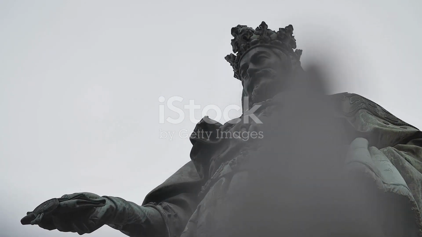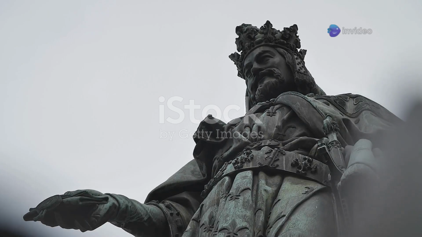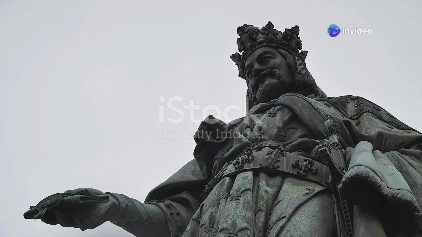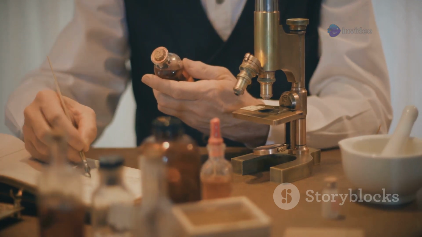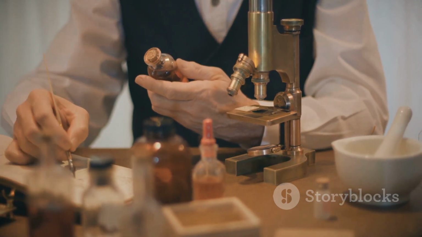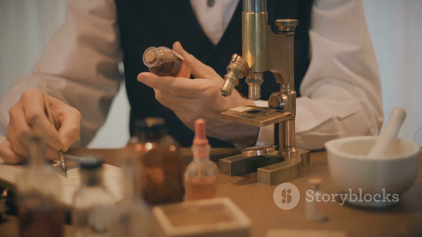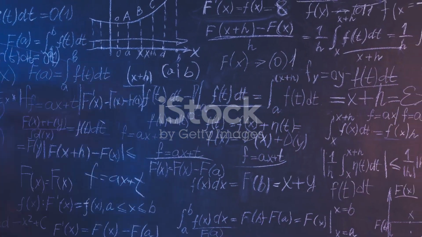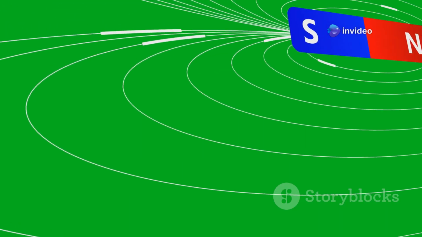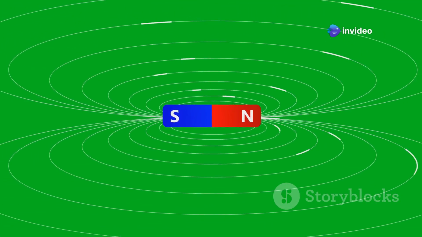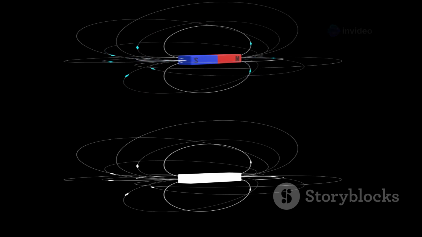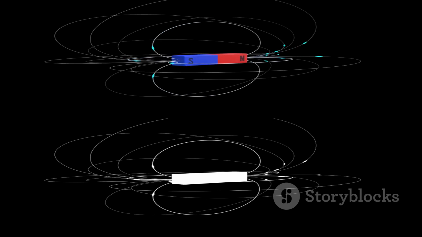How do we measure these mysterious pushes and pulls between charged objects? Enter Charles-Augustin de Coulomb. Through delicate experiments, Coulomb discovered a fundamental principle governing the force between two stationary electrically charged particles. This principle is known as Coulomb's law. It states that the force between two point charges is directly proportional to the product of the magnitudes of the charges and inversely proportional to the square of the distance between them.